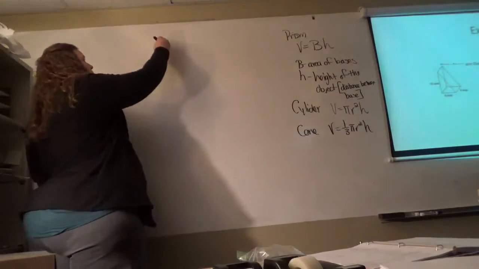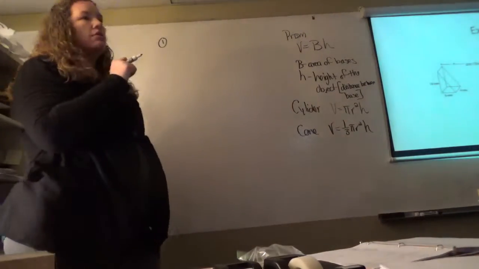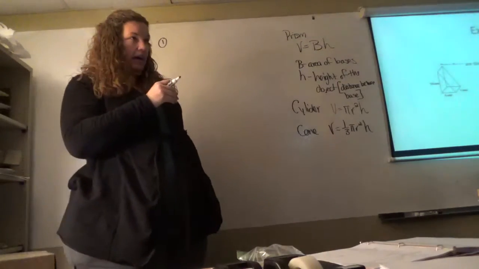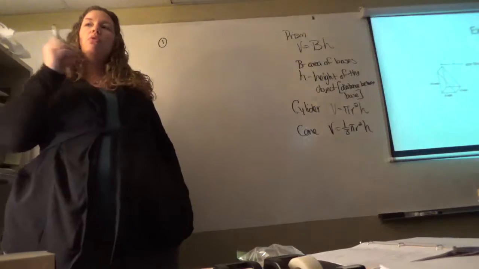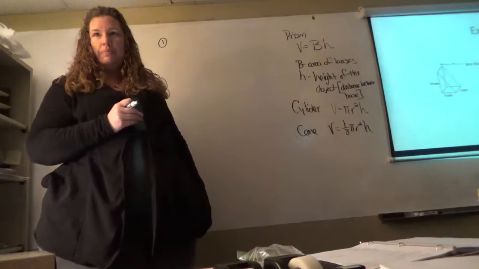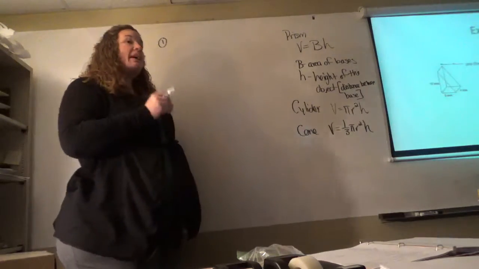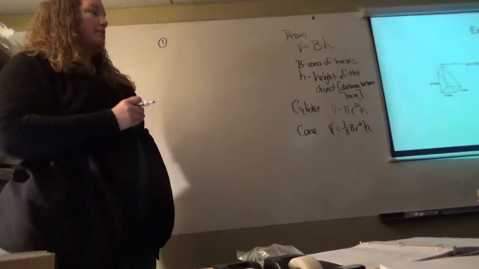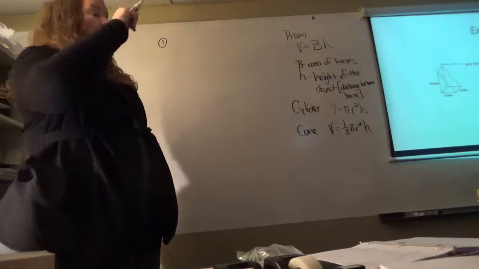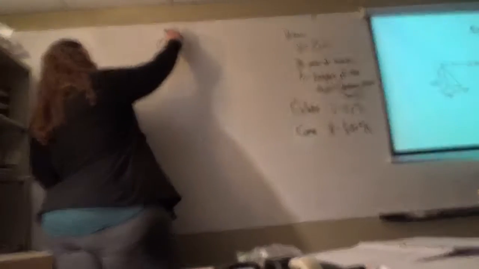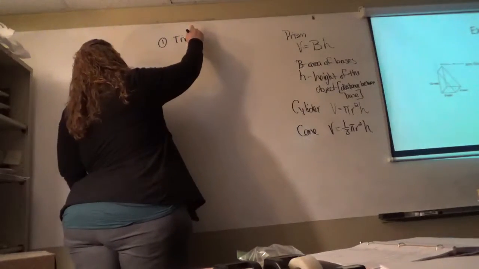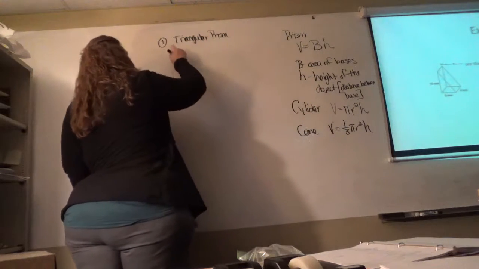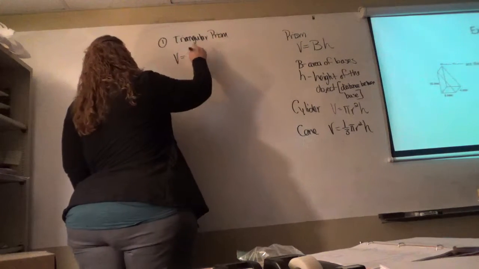Number 1. First thing I want you to answer, very generically, is what you're looking at, a prism or a pyramid? It is a prism. Now, be more specific, what kind of prism? So identify the bases. Triangular prism. Okay, so volume for a prism is B times H.